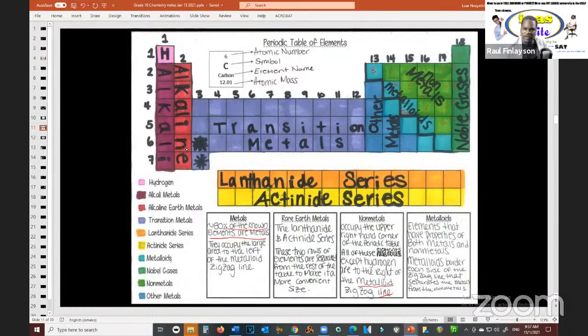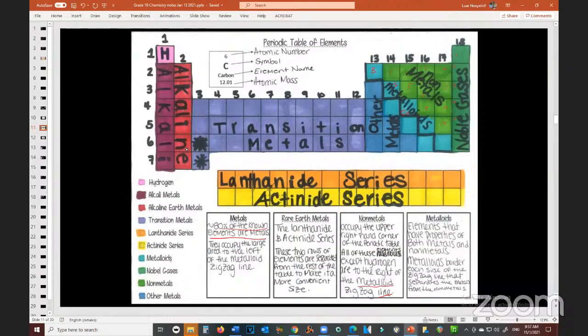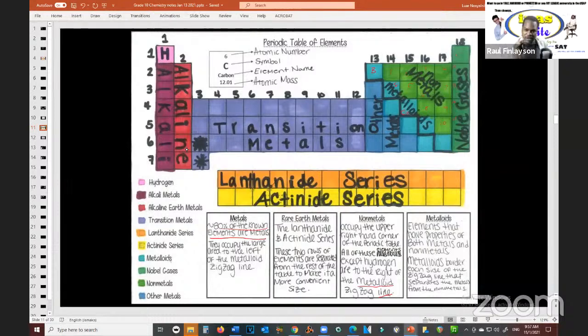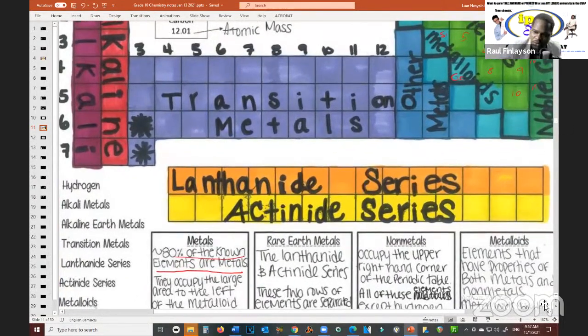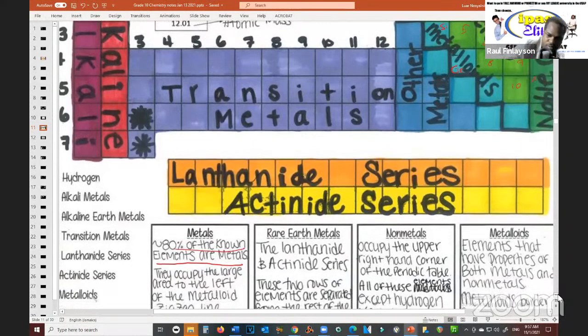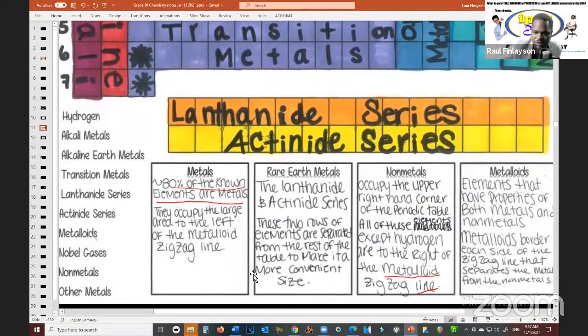Now you see different colors as well. We see rows and we see columns, and we will talk about that later on. However, look down here where you see metals, where you speak about metals. Let's zoom in so you can see it. Now, what part is underlined here?